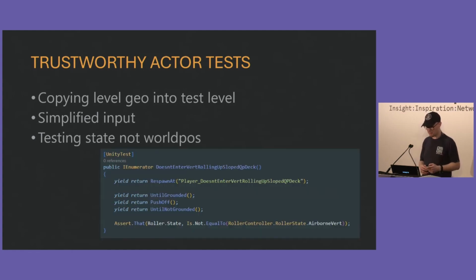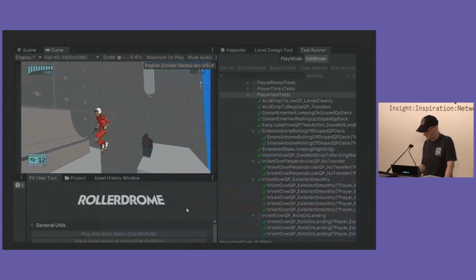And that looks a little bit like this once you put all those pieces together. So we've got a test here. It's a coroutine. We spawn at a particular spawn point. We ended up with this nice little domain-specific language made up of other coroutines, where we very quickly put together the way to exercise the test. We're just pushing off, which means running forwards on the ground. And then we're waiting until we're in the air. Hopefully we're going up a quarter pipe or something. And then we're going to assert that roller state is not airborne vert. And that's all we need to do. And that exercises the bug, and then we could go and fix the bug and commit both the test and the bug fix. And that looks like this when you're looking at it.